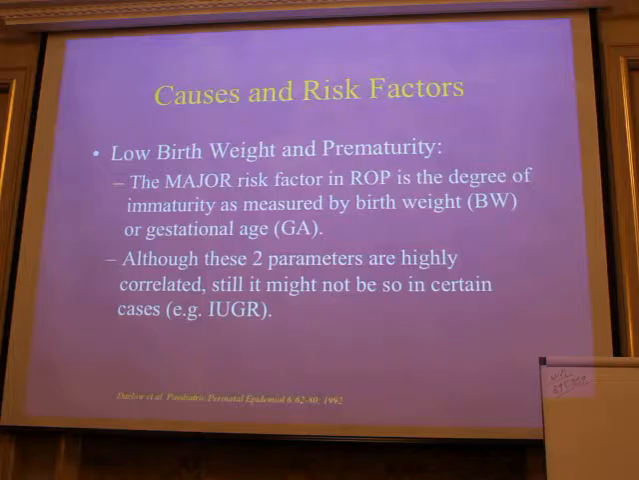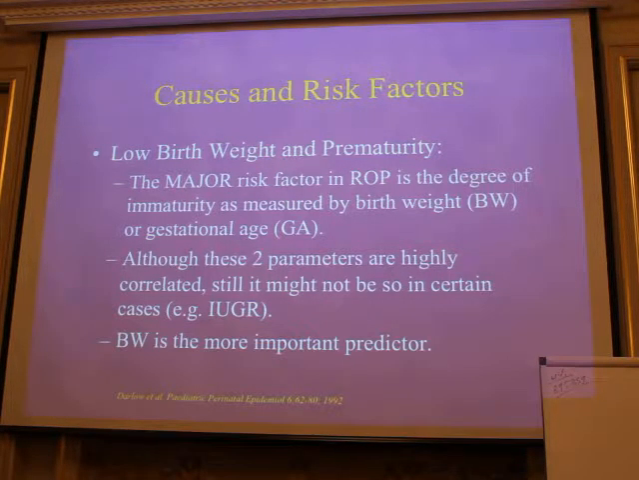Birth weight correlates with how premature the baby is, and of course how premature the retina is. Now, certain times this does not correlate with the age of the baby, like IUGR, but even in these times, let me tell you, birth weight is the more important predictor. So please remember, rely on birth weight, birth weight, birth weight.